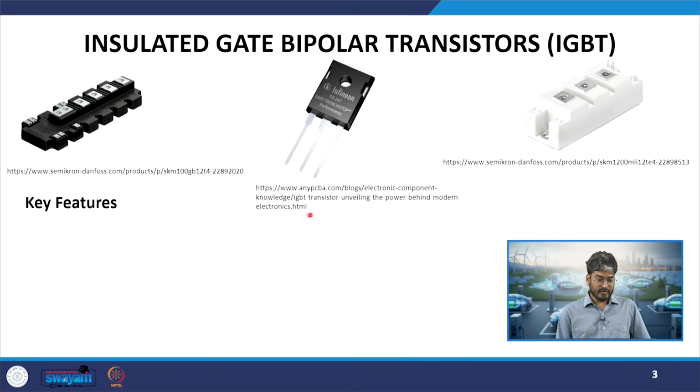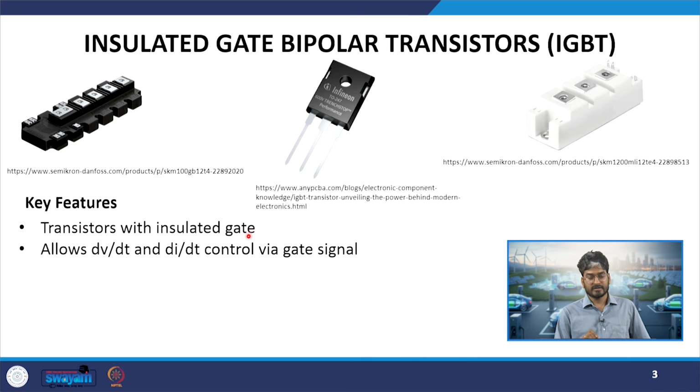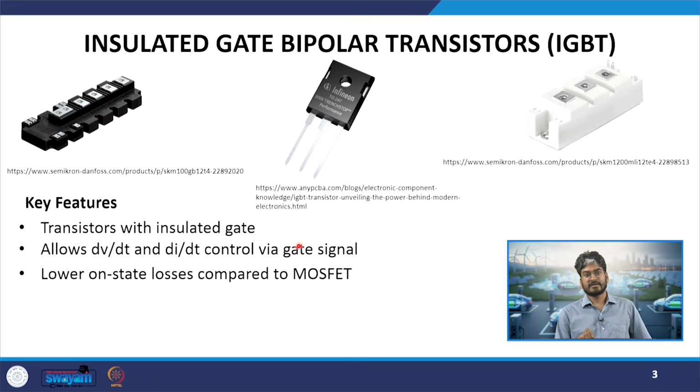These are some of the IGBTs which are available in the commercial market. This is similar to a transistor with an insulated gate. In transistors, we required a higher amount of base current. That limitation has been addressed. Its gate is insulated, so its gate power requirement will be very little. It allows dV/dt and di/dt control by the gate signal, so by appropriately adjusting the gate signal, we can adjust these parameters.